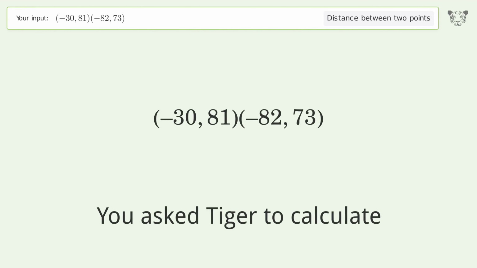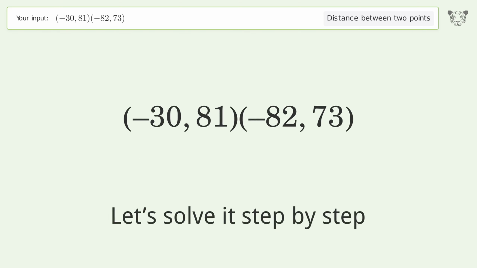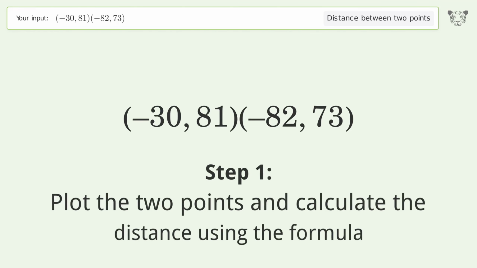You ask Tiger to calculate. This deals with the distance between 2 points. The distance between the 2 points is the square root of 2768, or 52.612. Let's solve it step by step. Plot the 2 points and calculate the distance using the formula.